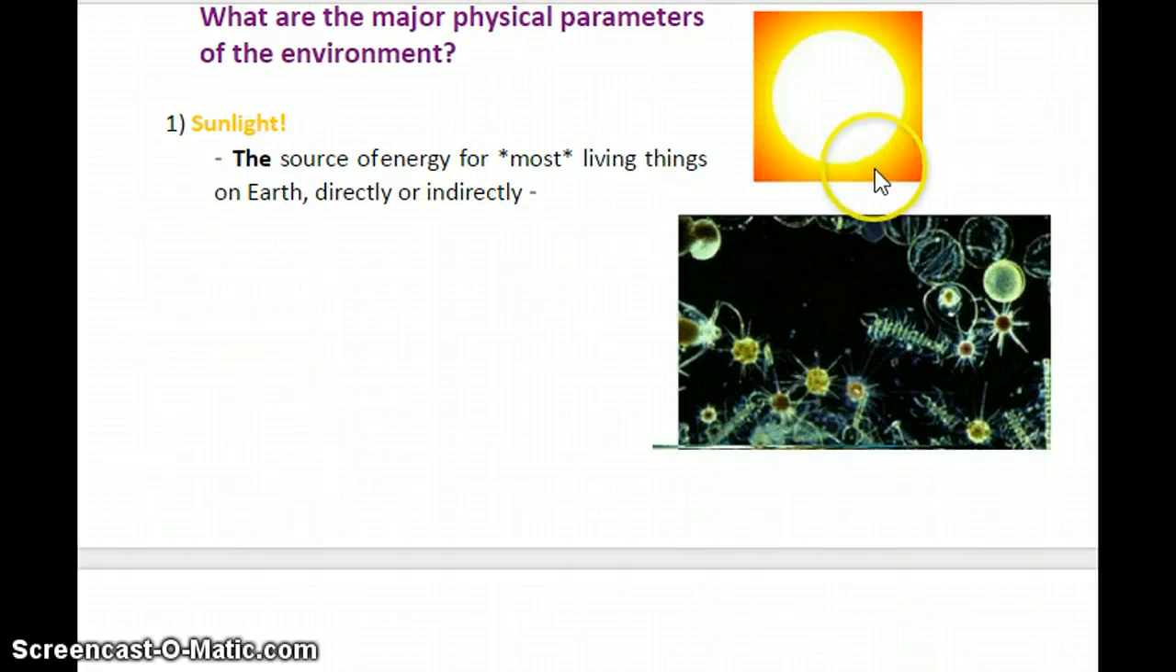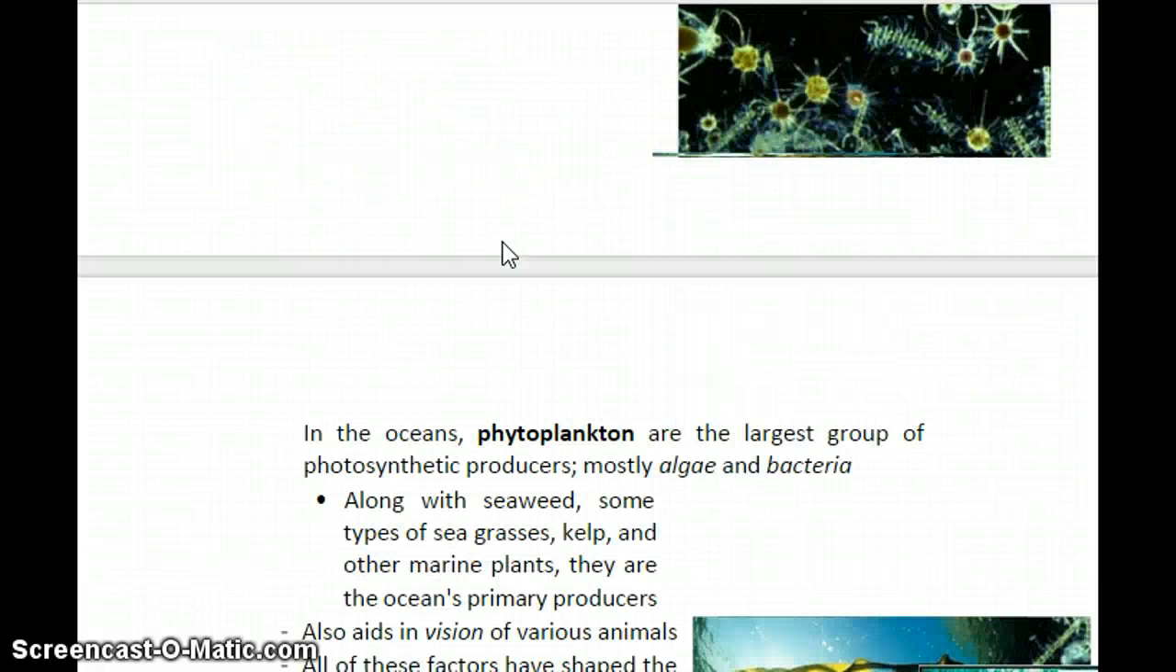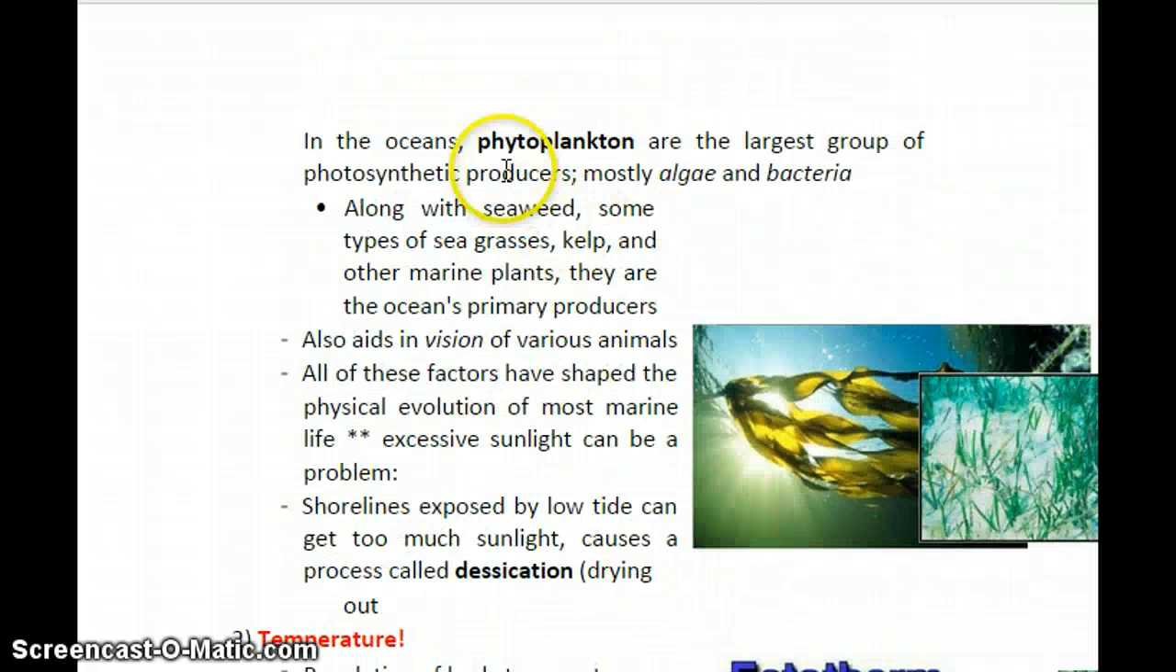So some of these parameters in the environment, of course, sunlight, the source of energy for most things. In the case of the oceans, of course, we have phytoplankton. They're the largest group of photosynthetic producers. So these guys, they're the primary producers in the ocean. They depend on the sun first and foremost. Believe it or not, most of the photosynthesis that takes place in the ocean is not done by plants. It is mostly done by algae and photosynthetic bacteria. So those are the things that are creating most of the oxygen in the ocean and most of the oxygen that we breathe, which is pretty amazing. So most of it comes from these guys, not from trees.